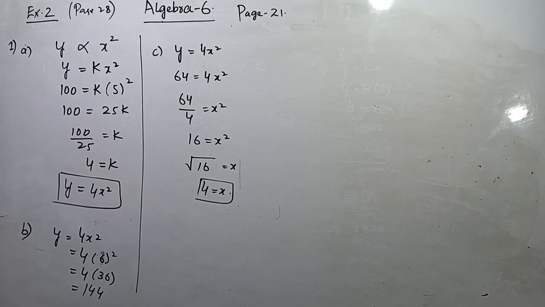Now see the second one. Same: P varies directly as the square of q. You should read the question carefully, and see whether there is a square, a square root, or a cube root, whatever is there, and which number is there. Then we have to follow the same procedure, the same method.